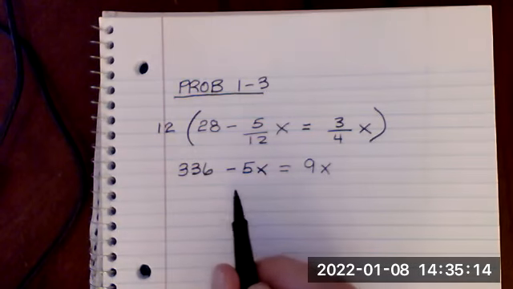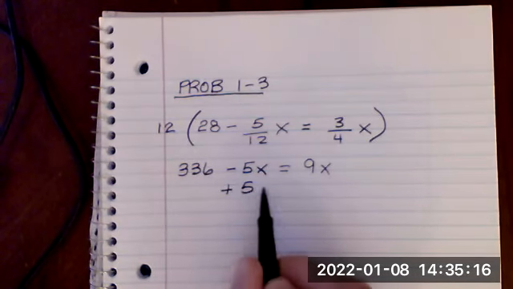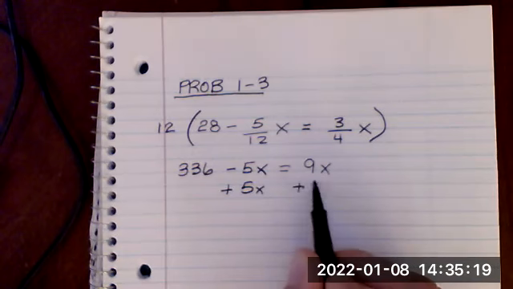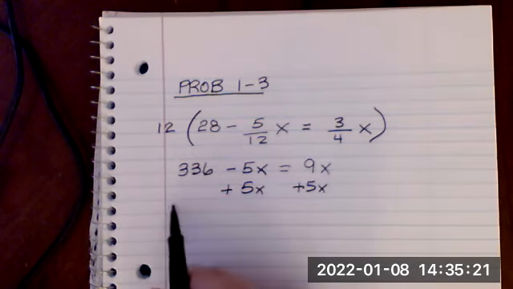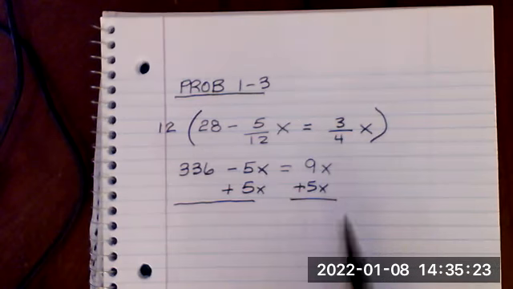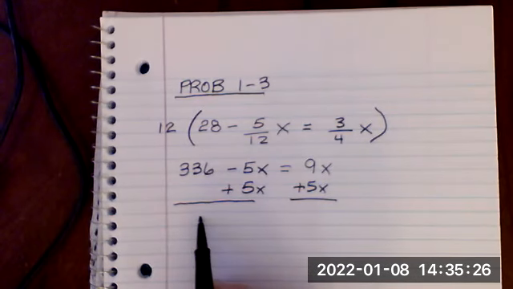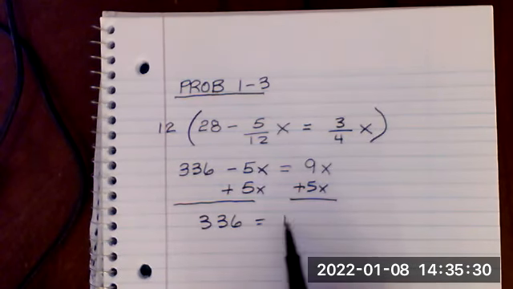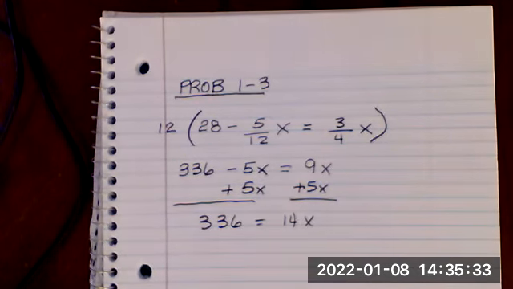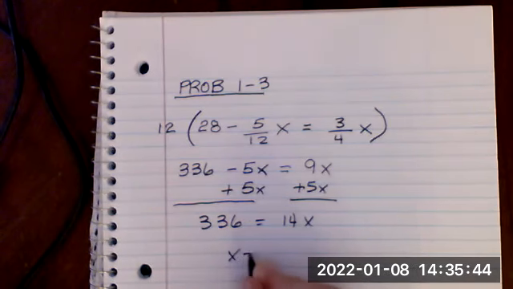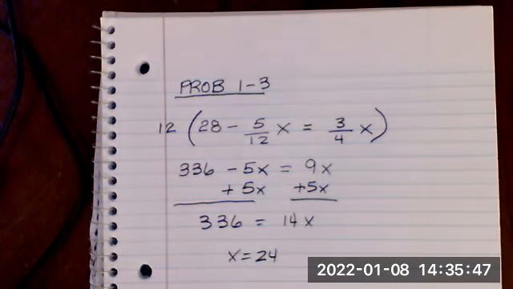Now we're simply just going to complete our algebra. We're going to add 5x to both sides here. And we're going to have 336 equals 14x. Now let's divide both sides by 14. All right, so we got 336 divided by 14 equals 24. So x equals 24.